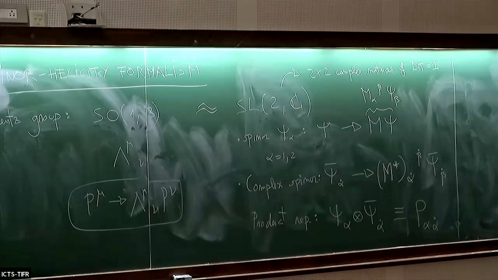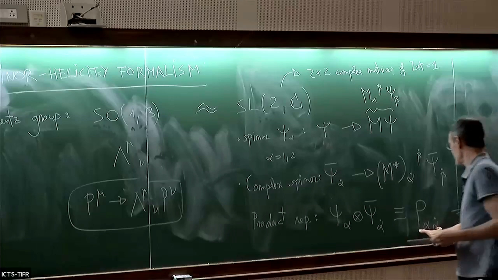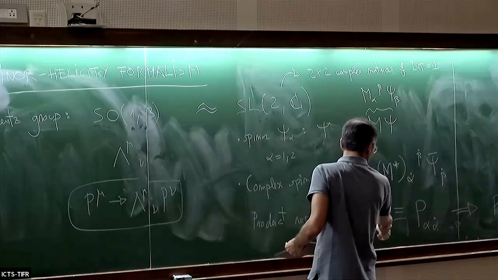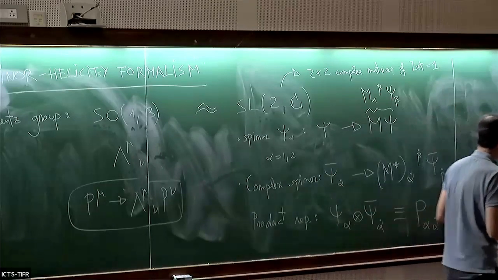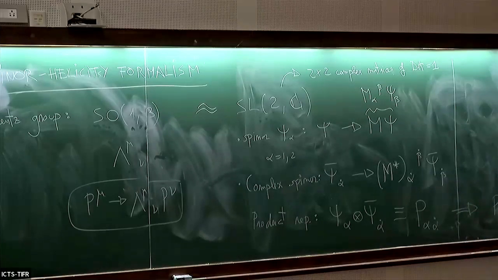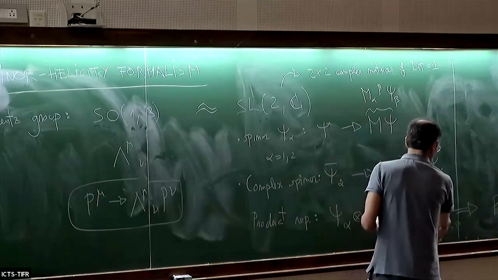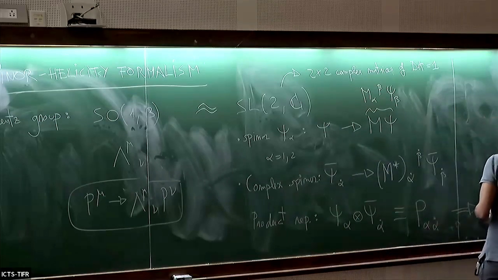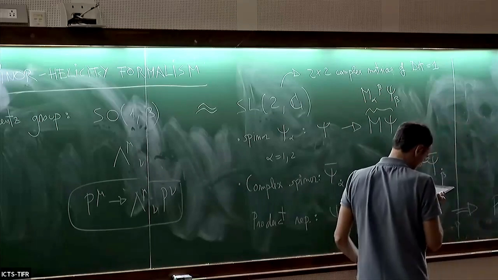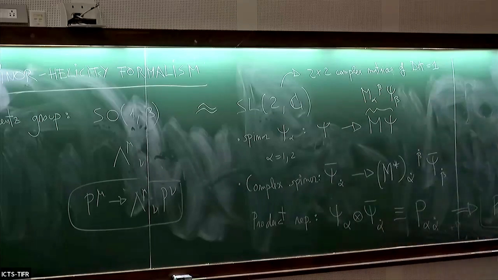The transformation of this P under Lorentz is P goes to M. I know how this guy transforms, of course, because it's made of a product of spinors. I know how the spinors transform, so I know how this thing transforms. In matrix notation, this P is a matrix depending on two indices, 2 by 2. This matrix goes to M P M dagger. This is the Lorentz transformation.